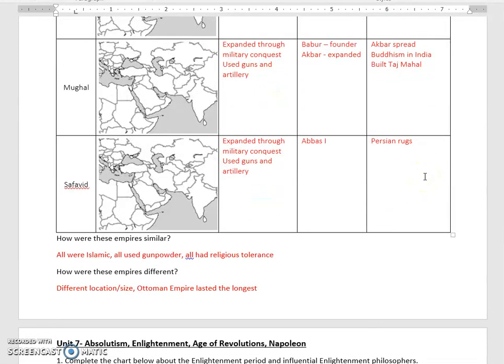Similarities between these empires. They were all Islamic, meaning the official religion was Islam, but they were religiously tolerant. They did allow people of other religions to live and work in the empires. They had extra taxes to pay in many cases, and all of them used gunpowder to conquer, guns and artillery to conquer territory. Different locations. The Ottoman Empire will survive the longest of these empires, and although they are all Islamic empires, they will all have a slightly different way of practicing Islam. Not all the exact same way of practicing.